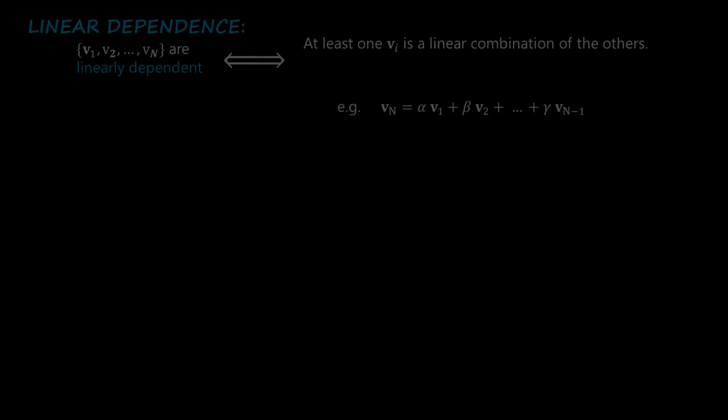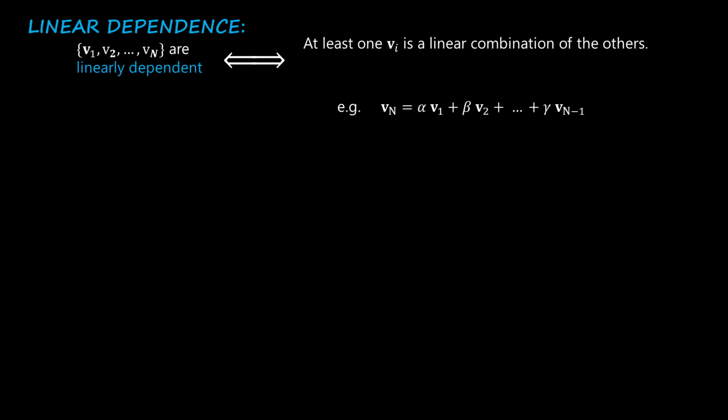Now, back to our definition. This notation of writing vn as a linear combination of the others is giving unnecessary importance to the last vector of the set, vn. It may be that vn is not a linear combination of the others, but instead one of the other vectors is. The definition of linear dependence says that if any of the vectors can be written as a linear combination of the others, then the whole set is linearly dependent. So we should write the condition more symmetrically.